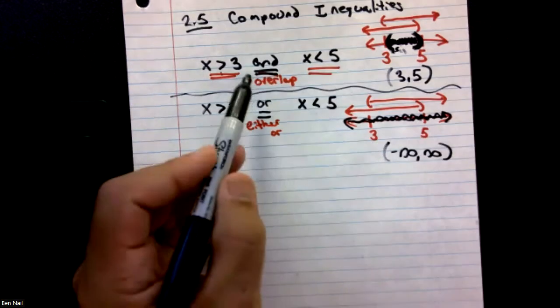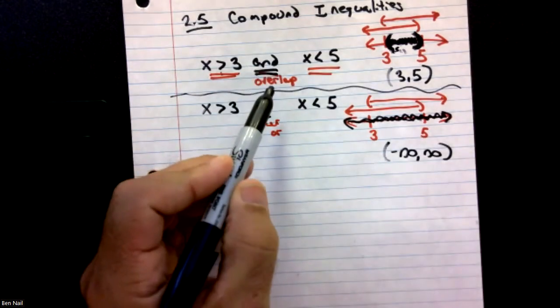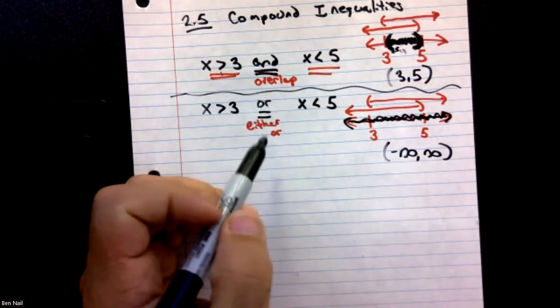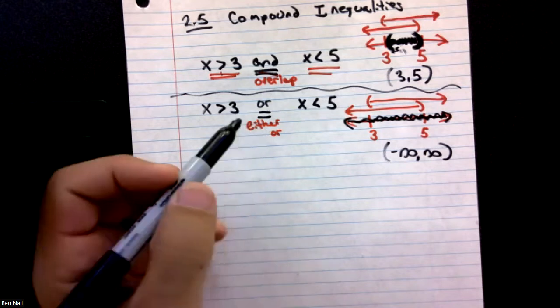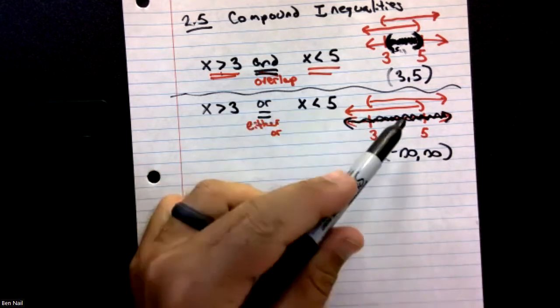So it's extremely important. If you see an "and," you are specifically looking for overlap. If you see an "or," you're looking for either/or. So it's all of the one as well as all of the other.